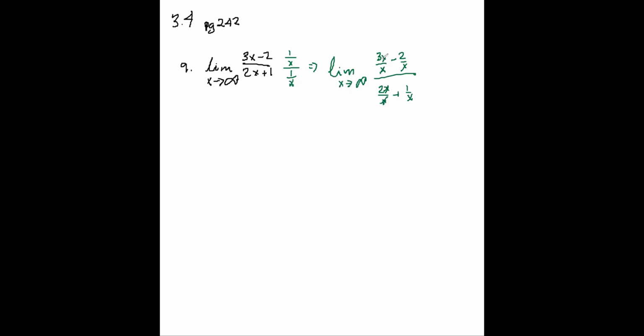These x's are going to cancel. And so we're going to end up with this limit of 3 minus 2 over x over 2 plus 1 over x. So if x is going to infinity, what is my limit going to be? 3 over 2, exactly. Because as x gets really big, this is going to get really small, so this is going to go to 0. This is going to go to 0. This is just going to be 3 over 2. Precisely.